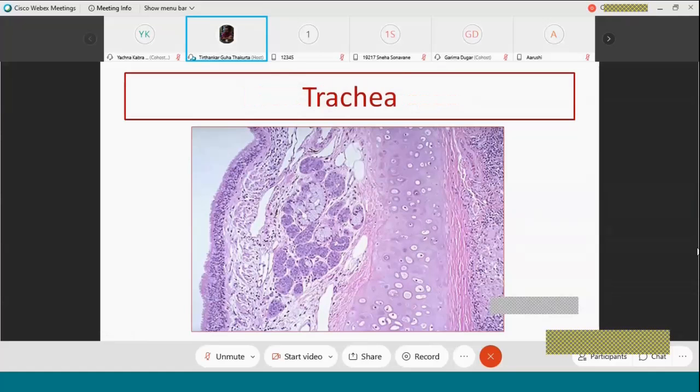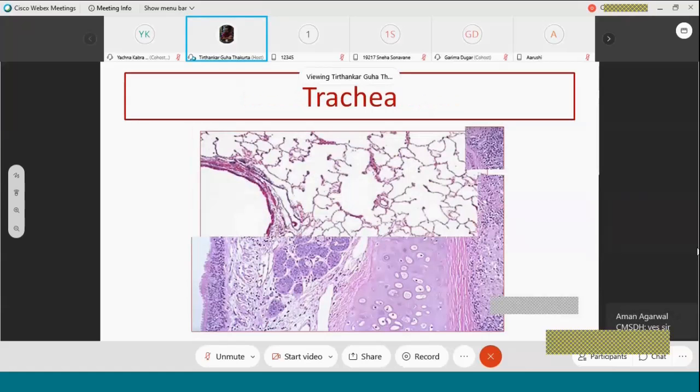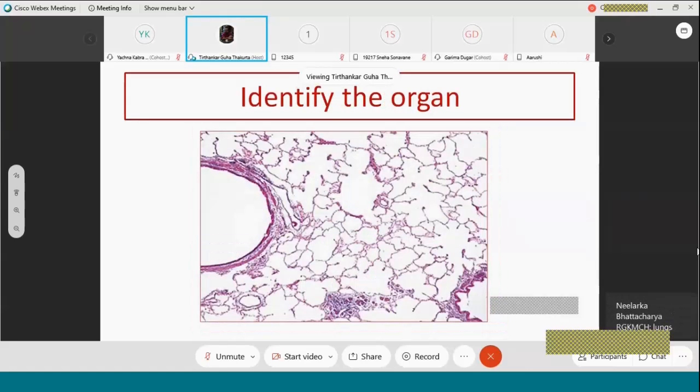If you zoom in, I'll come to the other findings later. So try to identify this organ. There are multiple air spaces with tubular structures in between. So what does it represent?